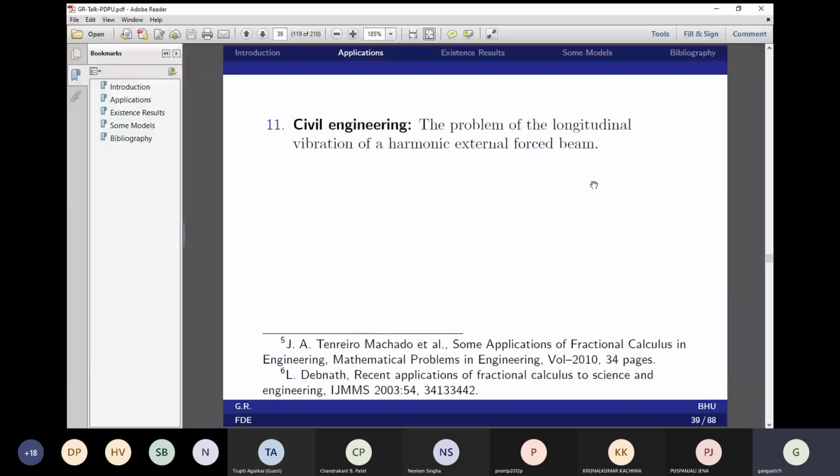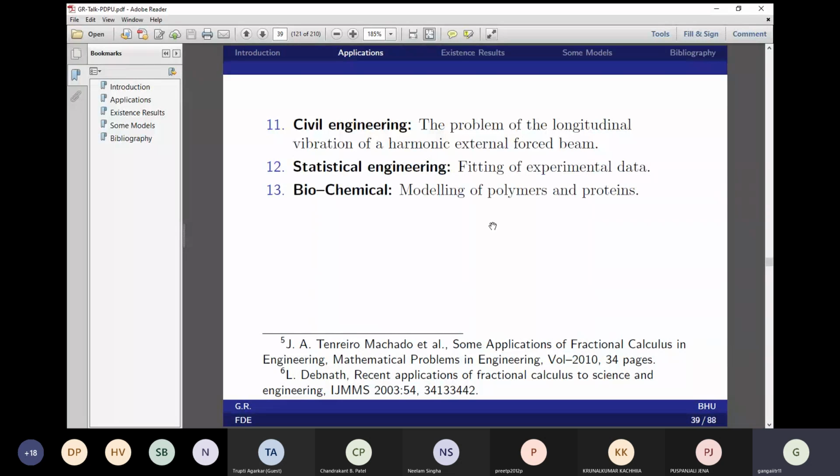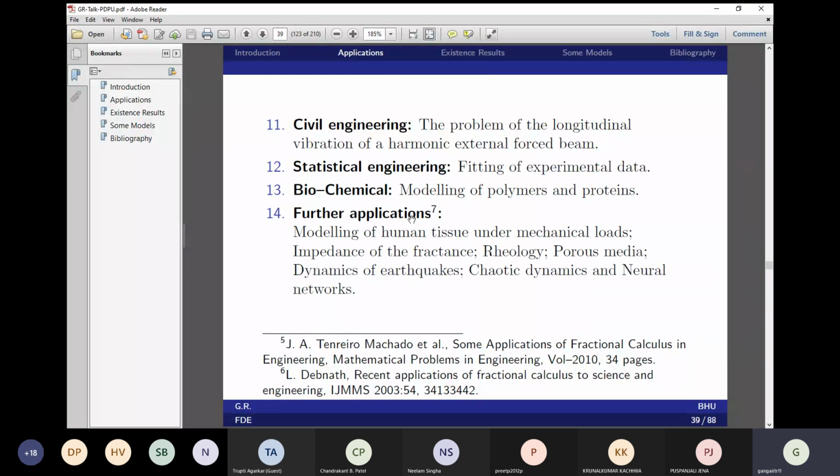Civil engineering: the problem of longitudinal variations of the harmonic external force beam can use fractional calculus. In statistical engineering, fitting of experimental data, biochemical modeling of polymers and proteins, and many other applications of fractional calculus are found in the modeling of human tissue under mechanical loads, impedance of the fluctuance, rheological force media, dynamics of earthquake, kinetics, dynamics, and neural networks. These are other applications of fractional calculus which can be found in real-world problems.